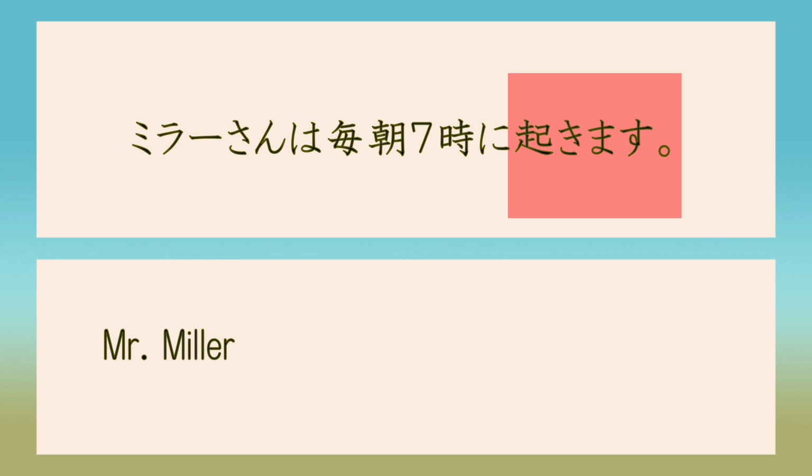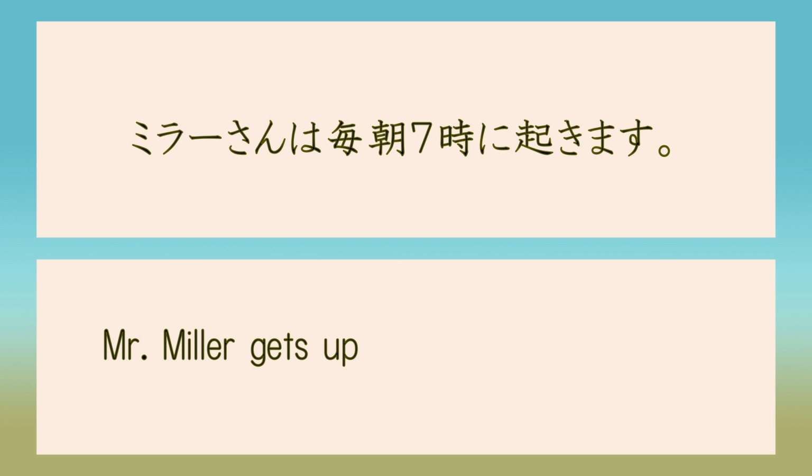First rule, look for the topic. Where is the topic? Miller-san. Miller-san wa. So we're gonna start our translation with Mr. Miller. Let's go at the end of the sentence to find the verb. The main verb is okimasu. Okimasu means to get up. So we know we are going to start our sentence with Mr. Miller gets up. What do we have in between?